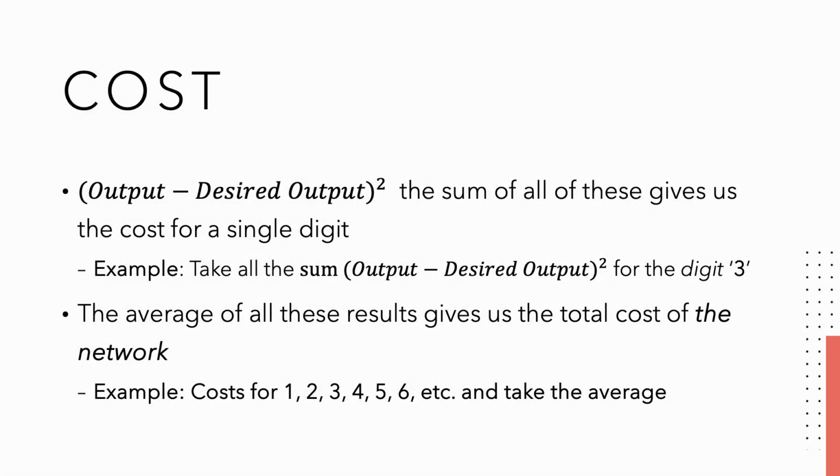So to calculate this cost, we take a look at what the machine actually gives us as the answer, subtract that from what we want the answer to be, and square that difference. And then we add those all up. Once we add those all up, that gives us the cost of a single digit. So let's say all the answers for 2, all the answers for 3, and so on. The average of all these results gives us the total cost of the entire network. So we take those individuals for 1, 2, 3, 4, 5, 6, etc. We average those all up, and that gives us the average for the entire network.